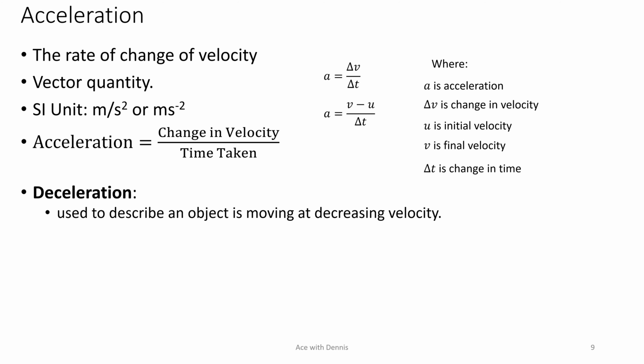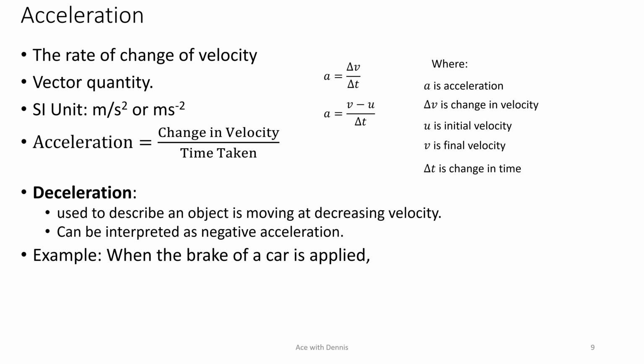Deceleration is used to describe an object moving with decreasing velocity. It can be interpreted as a negative acceleration. For example, when the brake is applied on a car, it decelerates at 5 meters per second squared, or its acceleration is -5 meters per second squared.